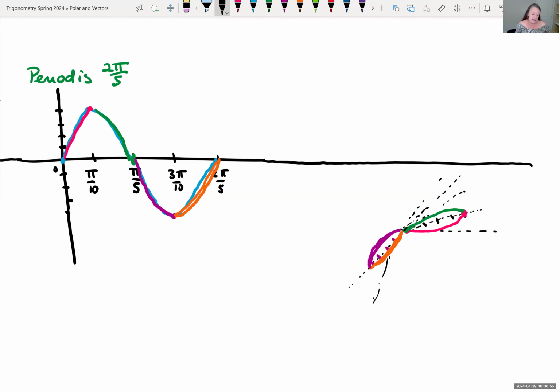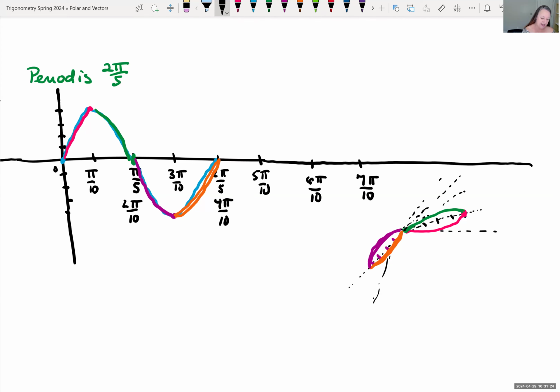Okay, so we need to extend this out. This is 1 pi/10, this is 2 pi/10. Let's not reduce it. 3 pi/10. This is 4 pi/10. So I know I have a 5 pi/10, 6 pi/10, 7 pi/10. So let's keep doing that.